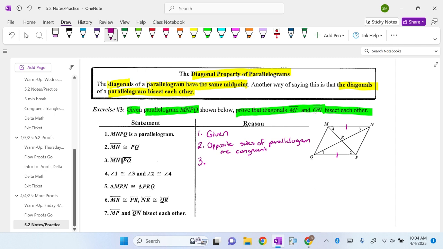Then it says that MN is parallel to PQ. And why is that? It's just the definition of a parallelogram, two sets of parallel sides. So I would just say this is the definition of a parallelogram, because the opposite sides of a parallelogram are always parallel.